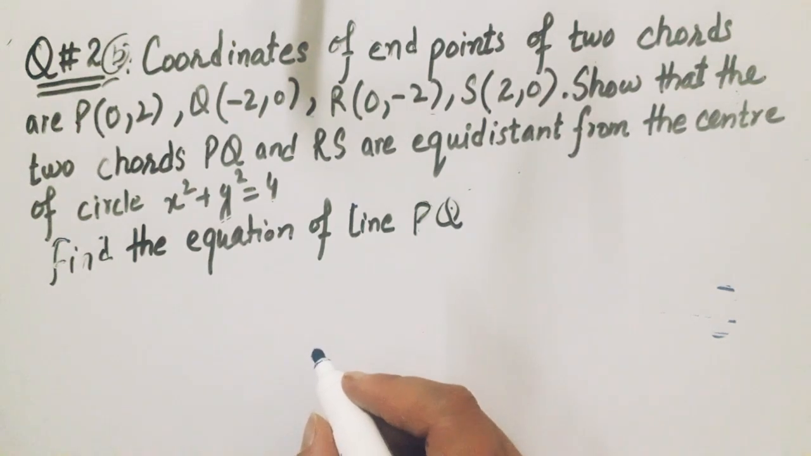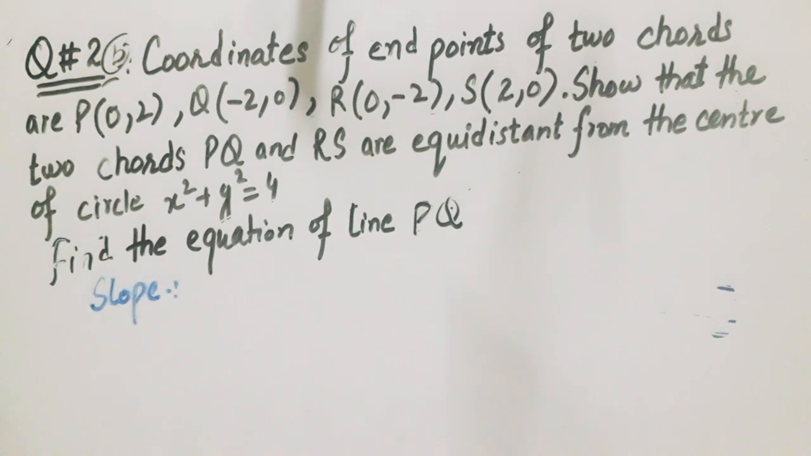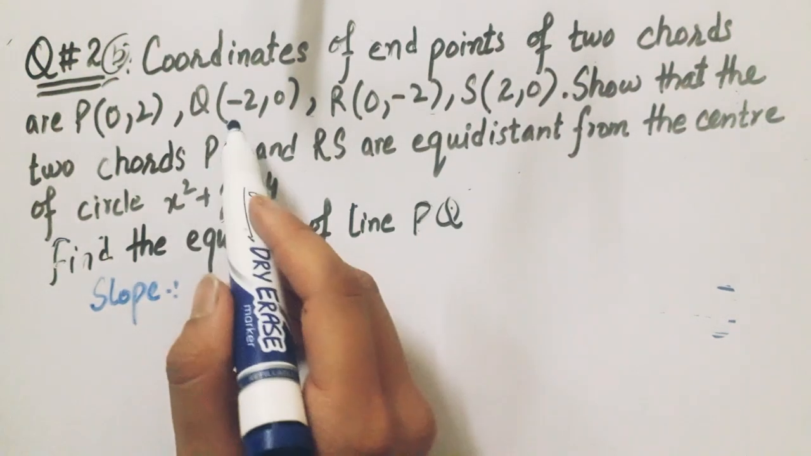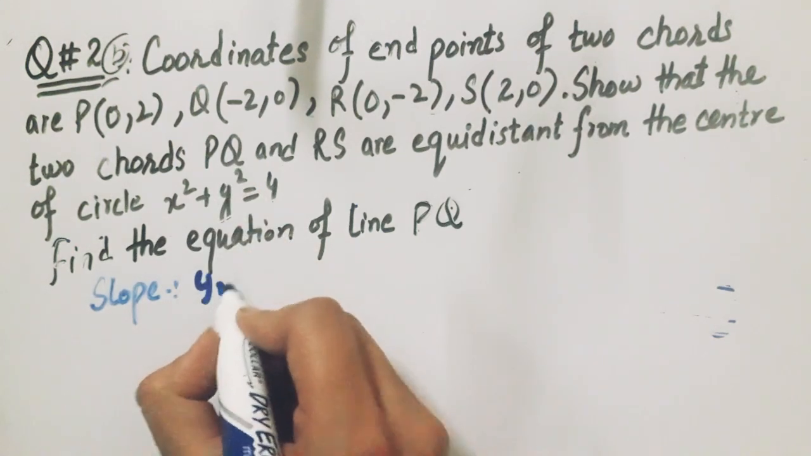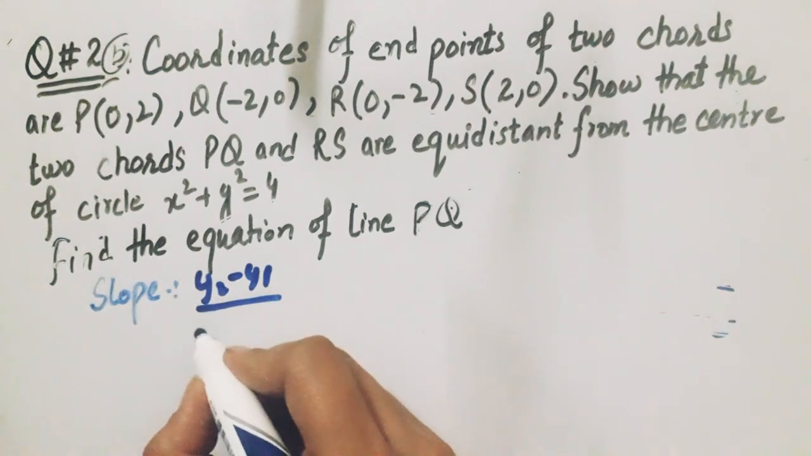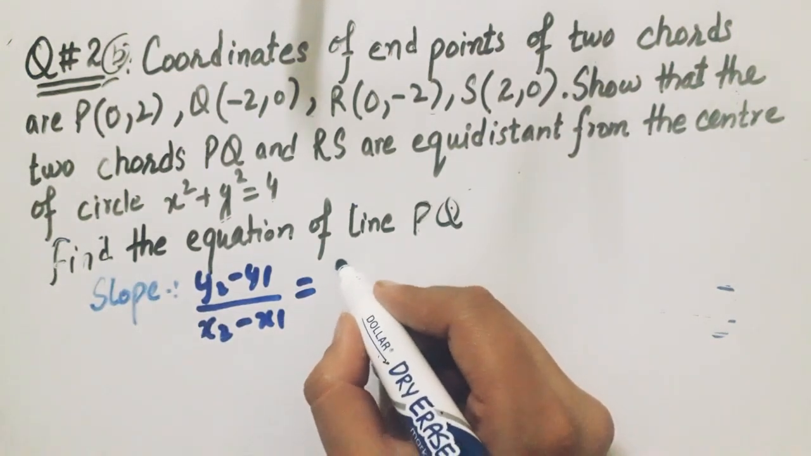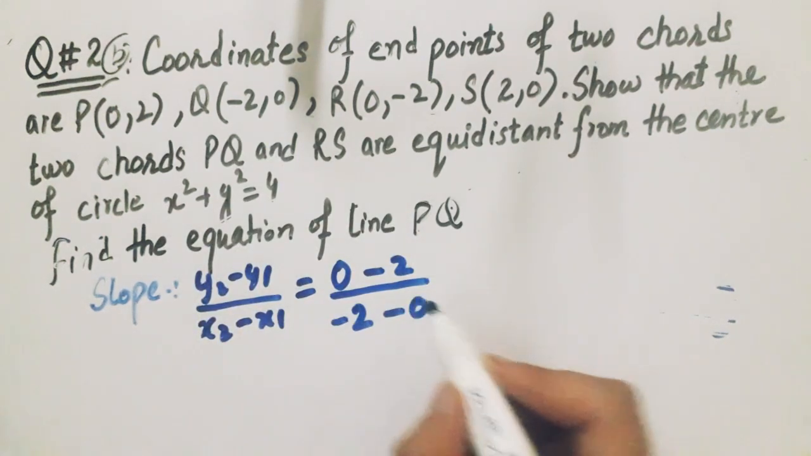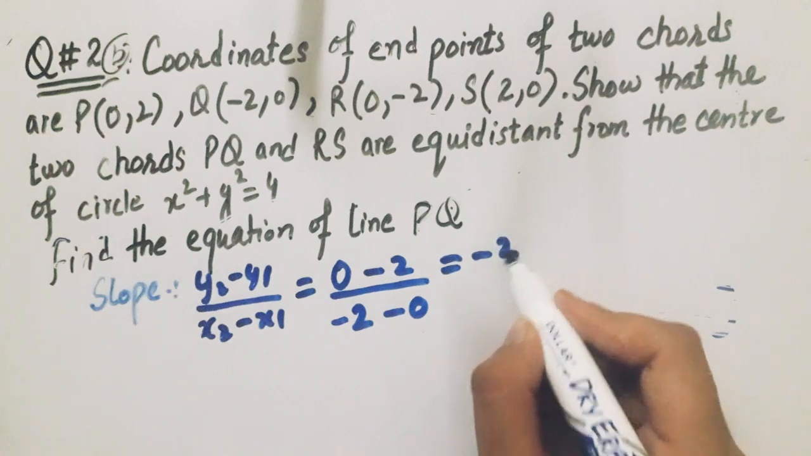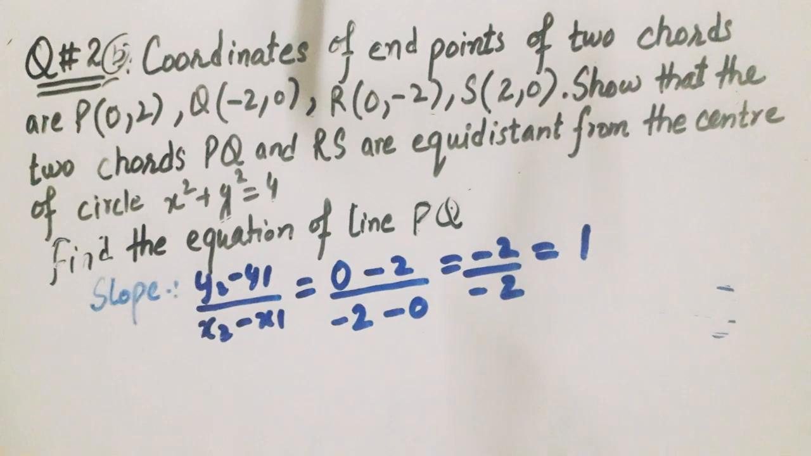So first of all we will find the slope. Slope of PQ will be equal to, we know the formula, y2 minus y1 divided by x2 minus x1. It means slope of PQ will be equal to 0 minus 2 and then minus 2 minus 0. So minus 2 divided by minus 2, which will be equal to 1. So slope is equal to 1.